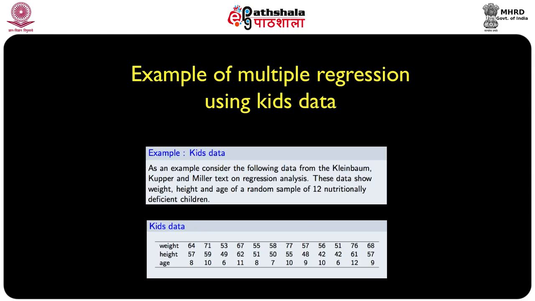Now, after discussing the multiple regression model, the assumptions of the model and key terminologies in connection with it, let me show you an example of fitting a multiple regression model to the kids dataset. In this dataset, as an example, we consider the following data from the Kleinbaum, Kupper, and Miller text on regression analysis. These data show weight, height, and age of a random sample of 12 nutritionally deficient children.